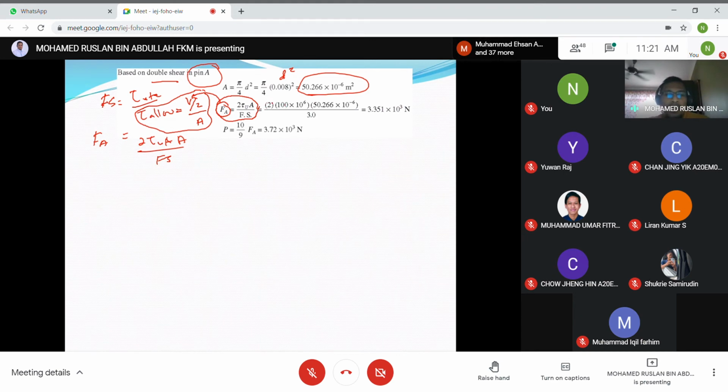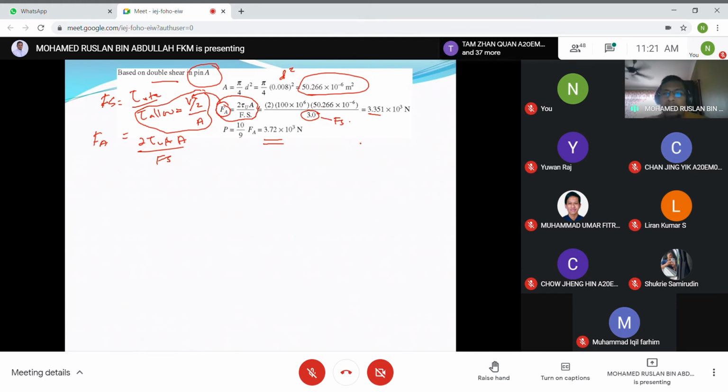2 because of this one. This is tau ultimate 100, and the area equals 50.266 times 10 to the minus 6, and 3 here is Fs. Based on this, you can calculate FA, or V here, equal to 3.35251 kilonewton, and this is the relationship between P and FA. From here, you can calculate the maximum P that you can apply at point C, equal to 3.72 kilonewton.